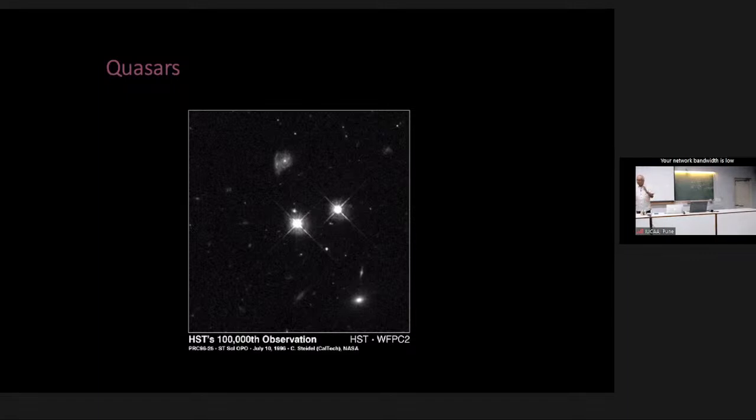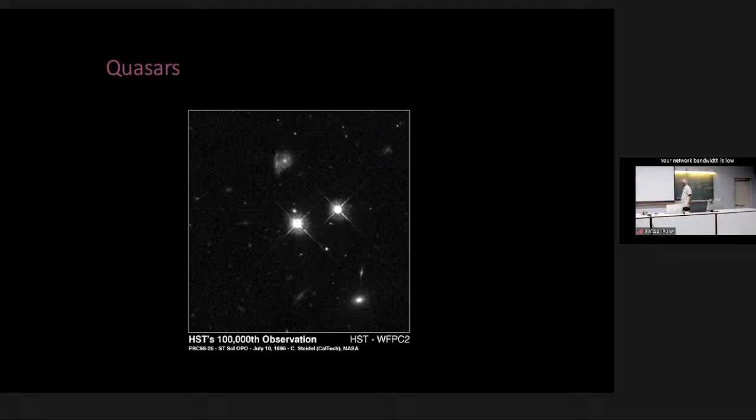So in an active galaxy, the amount of non-thermal energy coming from the center is comparable to the amount of energy that comes from the stars. In our galaxy also you get X-rays and other emission from the center, but it is just a small fraction of the energy emitted by the stars.